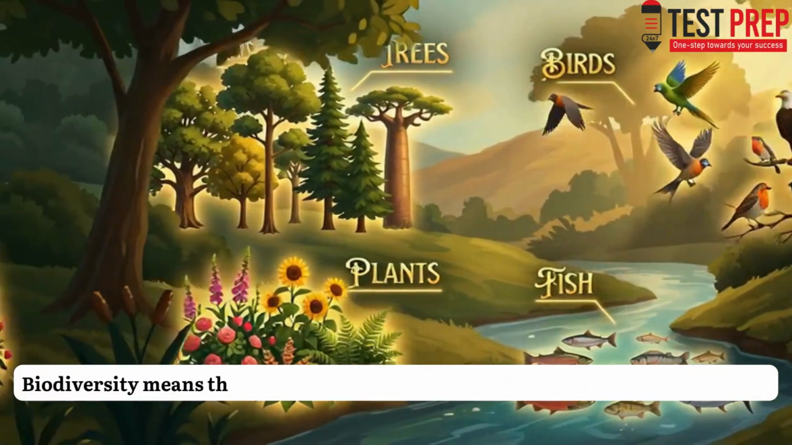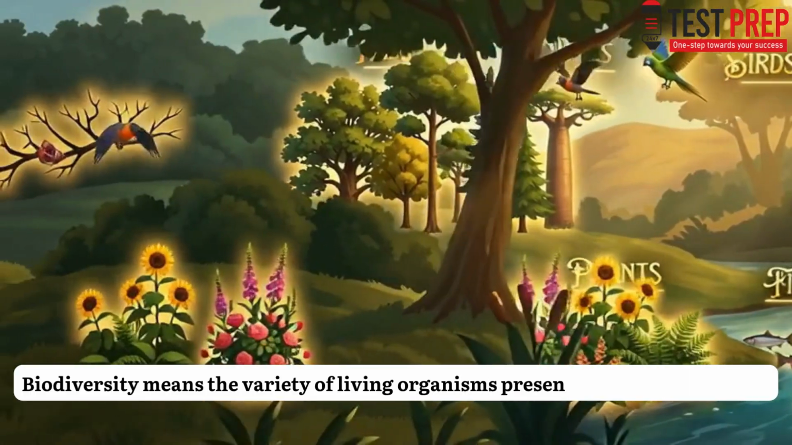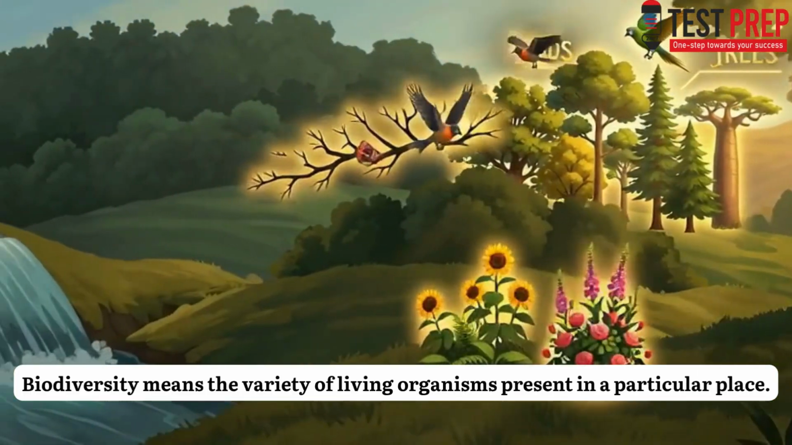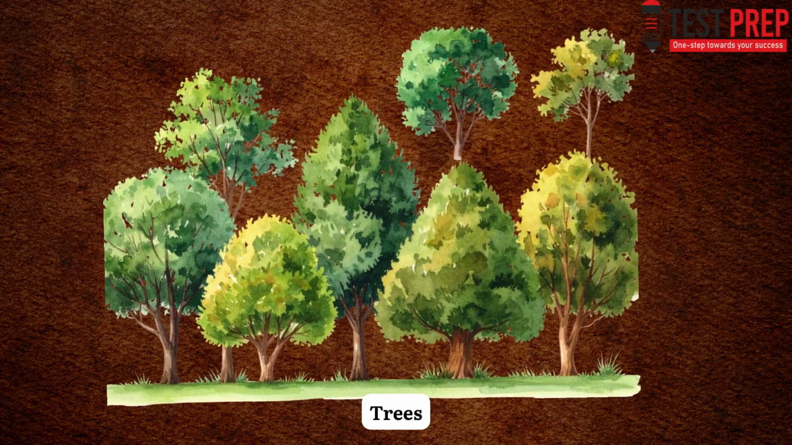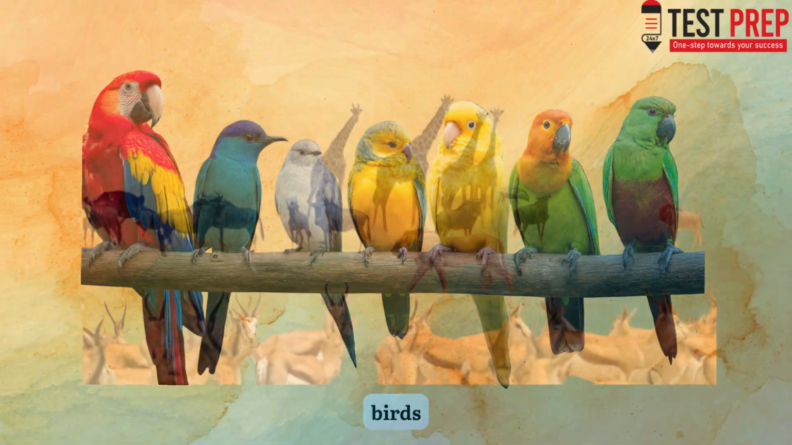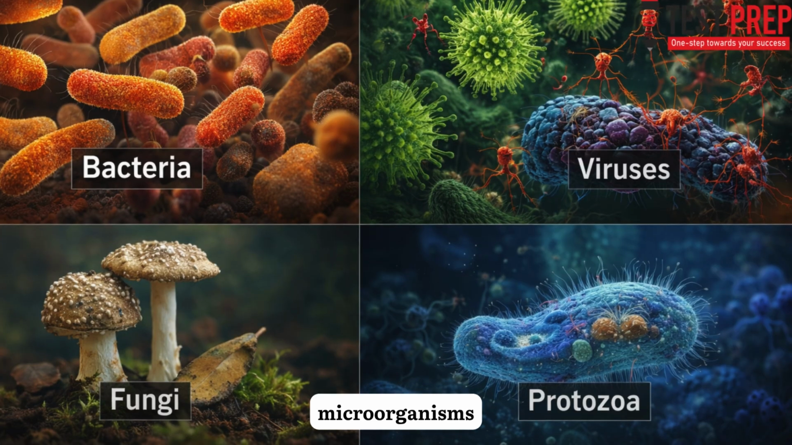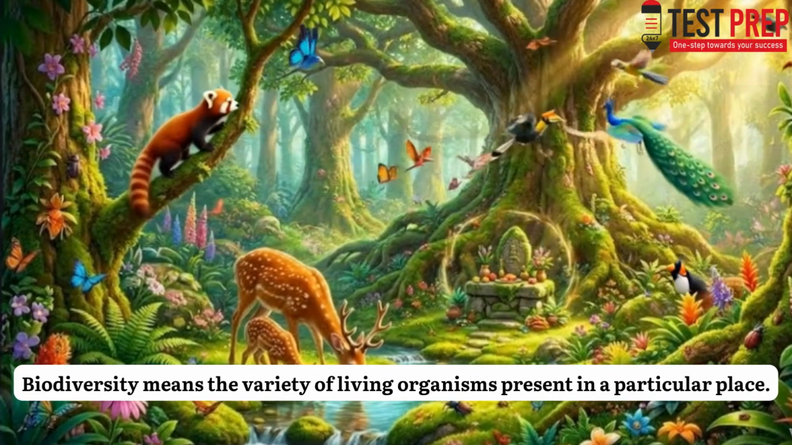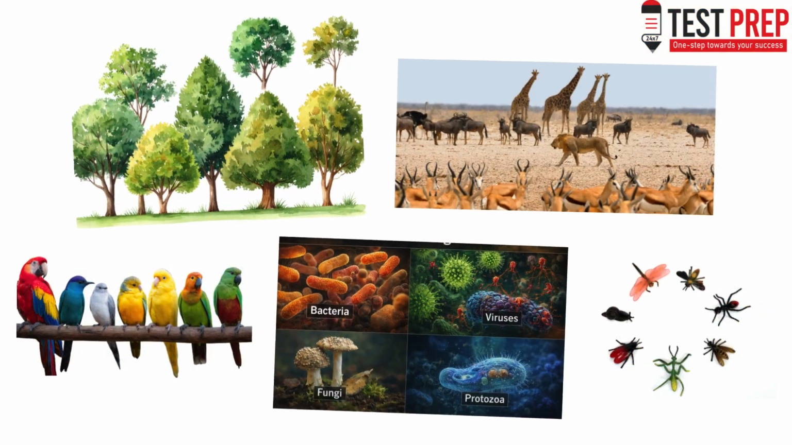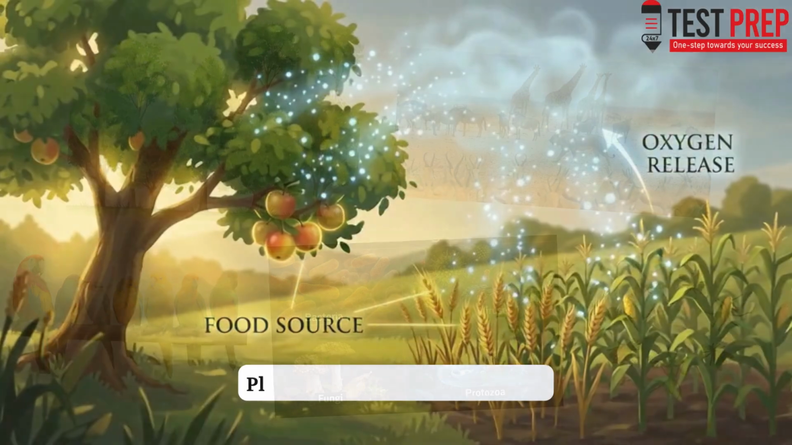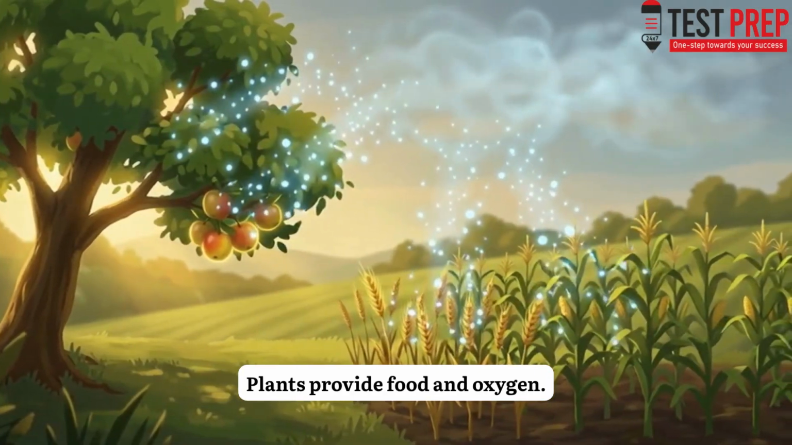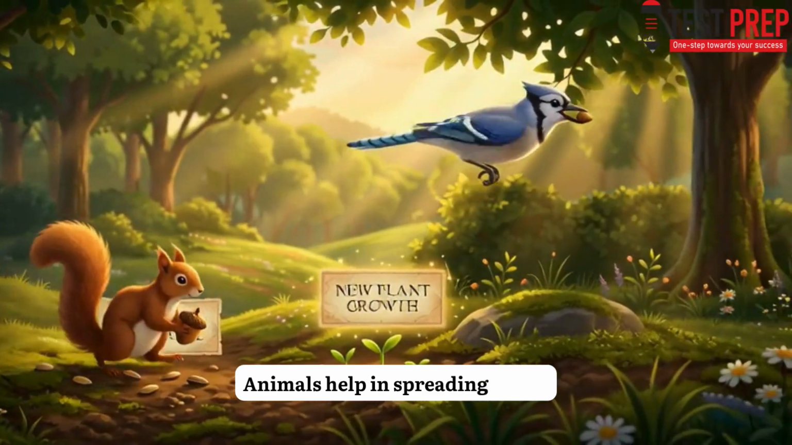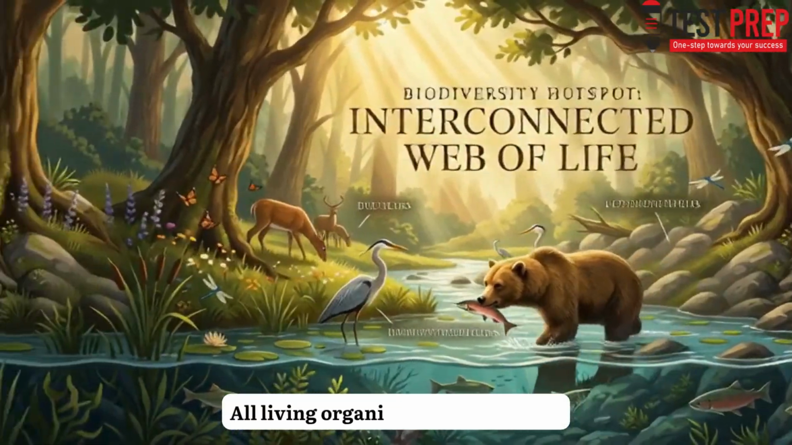Biodiversity means the variety of living organisms present in a particular place. For example, a forest has trees, insects, birds, animals, and microorganisms. This is biodiversity. Biodiversity helps maintain balance in nature. Each organism plays an important role. Plants provide food and oxygen. Animals help in spreading seeds. All living organisms are connected.